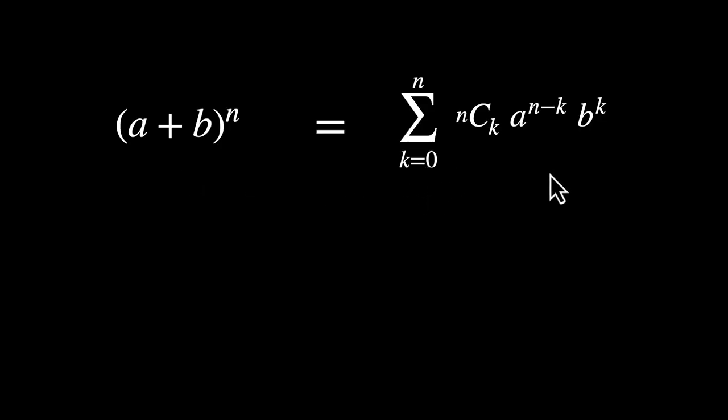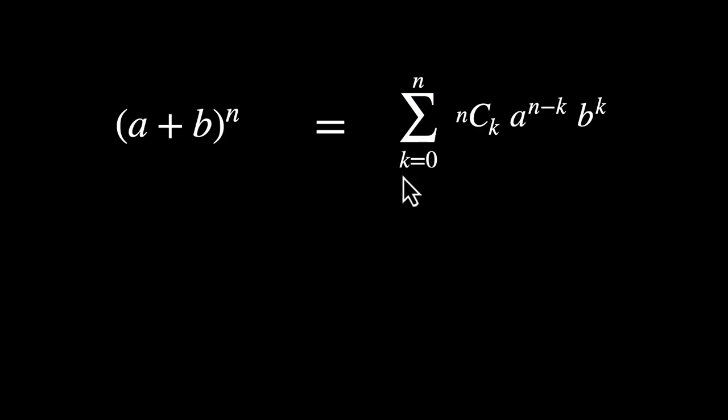In this video, we'll look at the expansion of (a + b)^n and play with it. We'll change the values of a and b to get some special cases. So let's first quickly look at the expansion. (a + b)^n is actually equal to this.